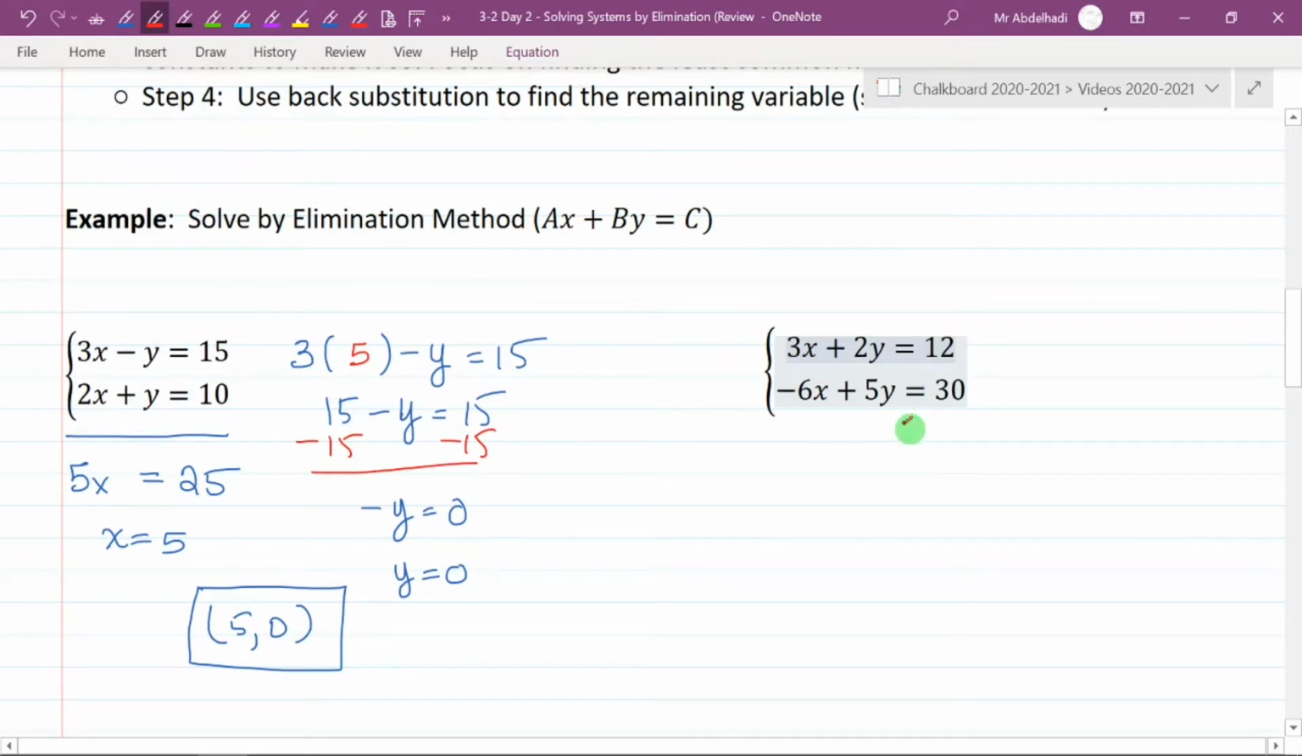So once again, step 1, add the two equations and see if you get lucky. Does anything cancel out right away, like I did over here? Here we got lucky. Well, unfortunately, we're not going to get so lucky right away here. 3x minus 6x is negative 3x. 2y plus 5y is 7y. And 12 plus 30 is 42. Nothing canceled out. You still have two different letters, x and y, so this is not solvable.